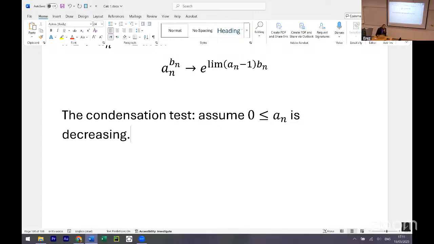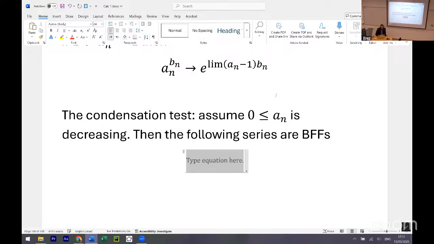This is important. In any of the first 4 tests, we just claimed positive. In the condensation test, we need positive decreasing. Agreed? Then, this is the only assumption. So it's a new assumption, but it's the only one. So that's nice. The following series are BFFs, meaning they either both converge or both diverge.